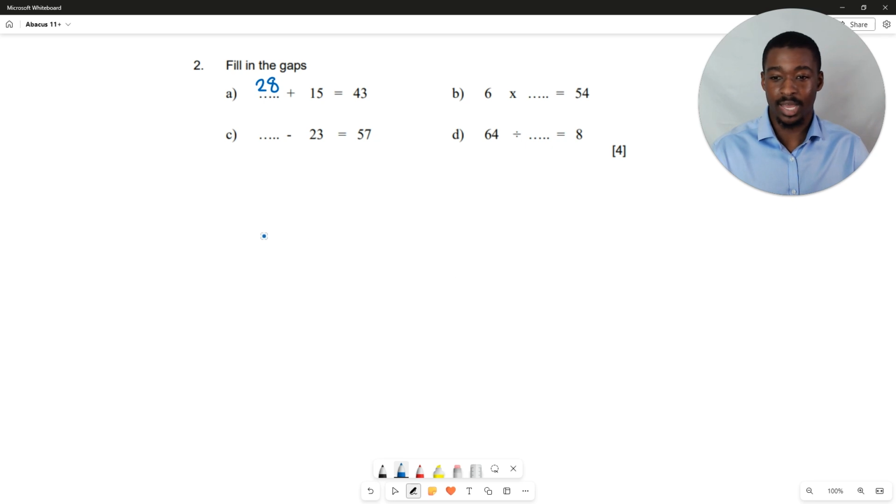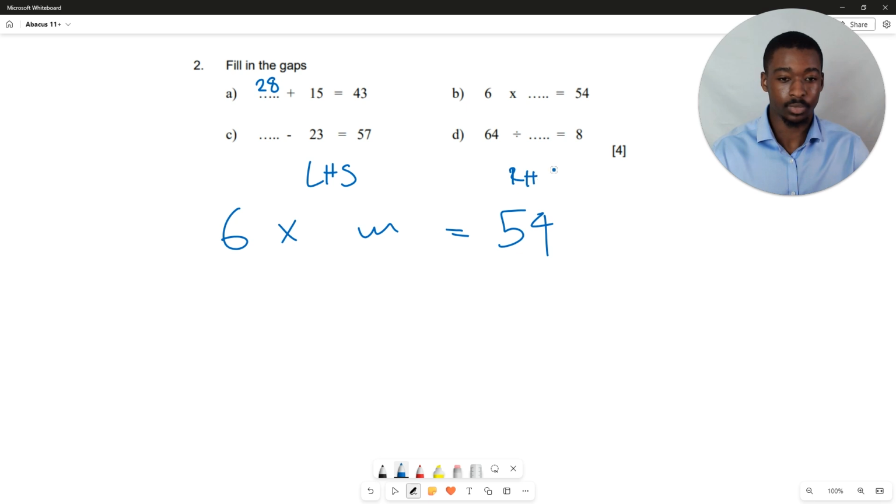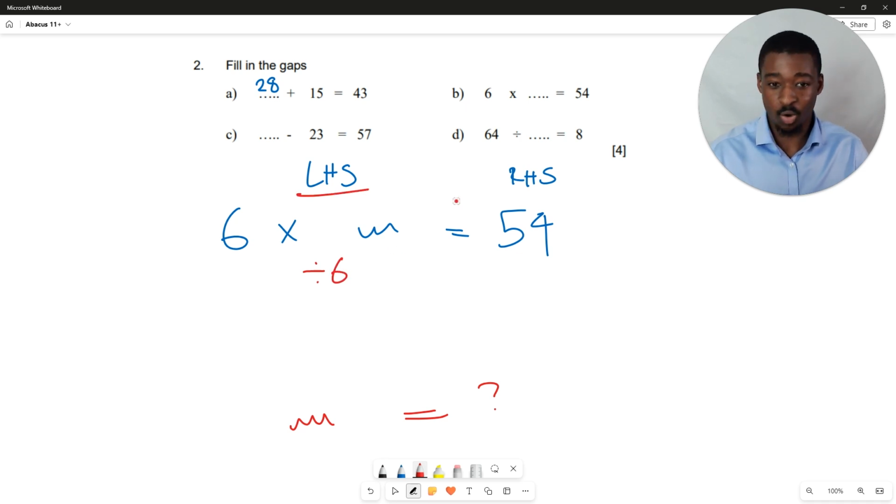So now moving on to part B, we have 6 multiplied by something, our gap, equals 54. So how do we work this out? Same exact thing. We have left-hand side, we have right-hand side, and we want to end up with this squiggly thing on its own. We want to know what this is. And this squiggly thing could be X, it could be A, it could be anything. So this could be algebra as well. So same thing here. We're trying to reverse or remove this multiplication by 6. And how do we do that? We do that by doing the opposite. We divide by 6. And whatever we do to one side of the equation, we have to do to the other side of the equation.